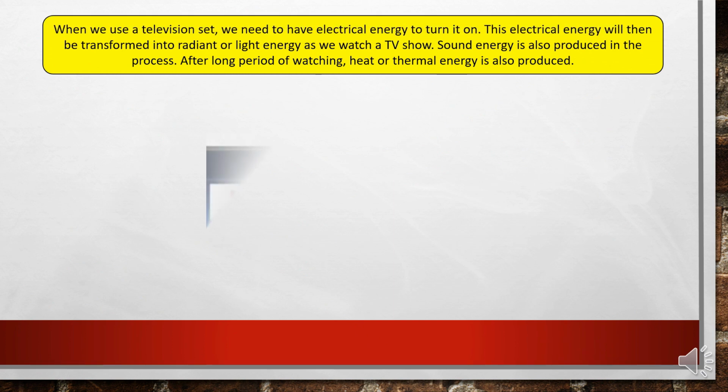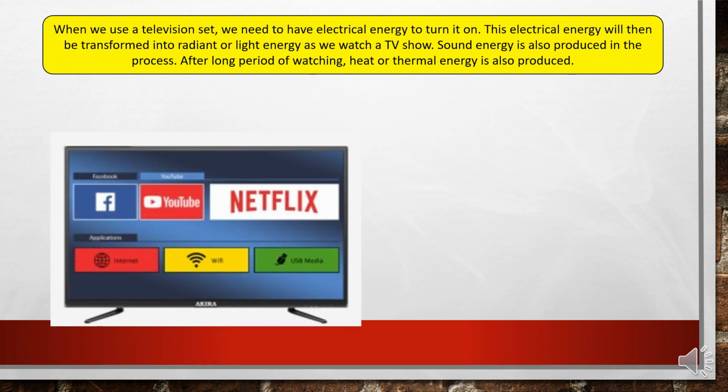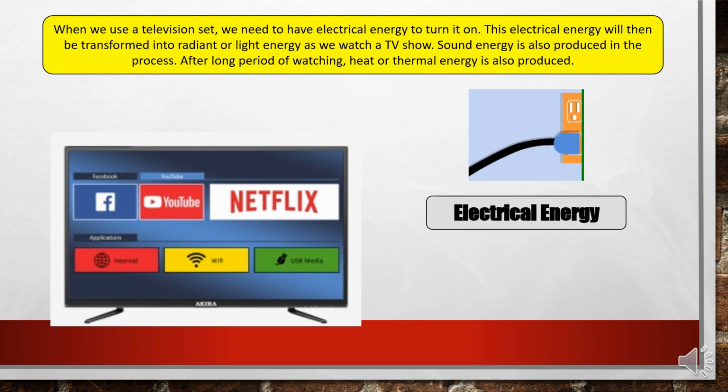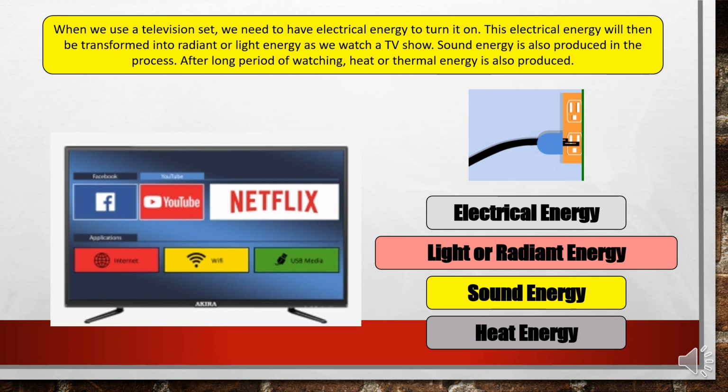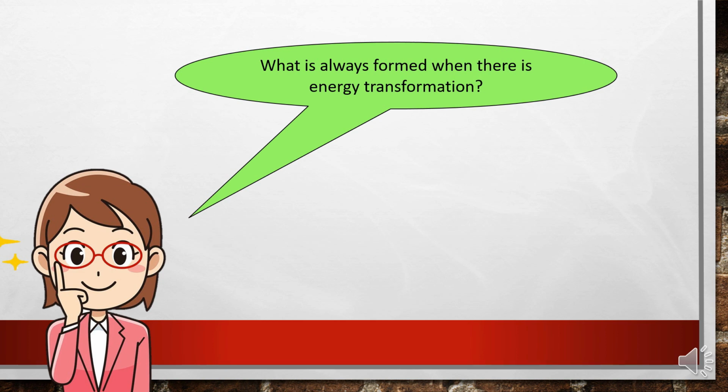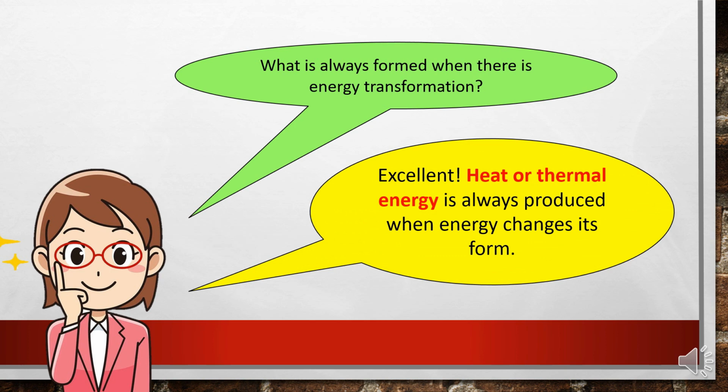When we use a television set, we need to have electrical energy to turn it on. This electrical energy will then be transformed into radiant or light energy as we watch a TV show. Sound energy is also produced in the process. After a long period of watching, heat or thermal energy is also produced. What is always formed when there is energy transformation? Excellent! Heat or thermal energy is always produced when energy changes its form.